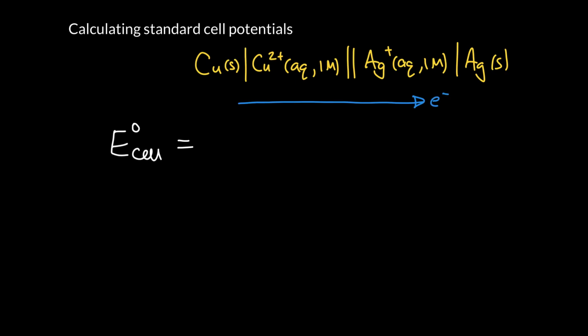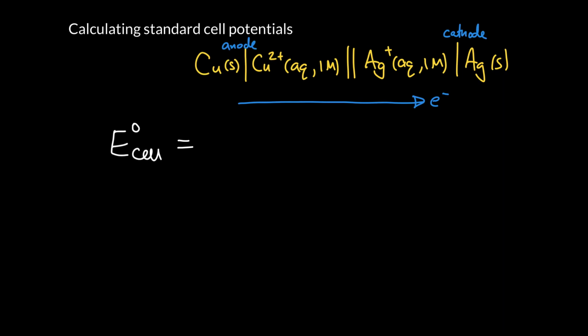Let's just remember what's actually going on here. On the left-hand side, we've got the anode, and the anode is where electrons are being lost. And on the right-hand side, we've got the cathode, and that is where electrons are being gained. And so we can basically make these two electrodes fight for the electrons.